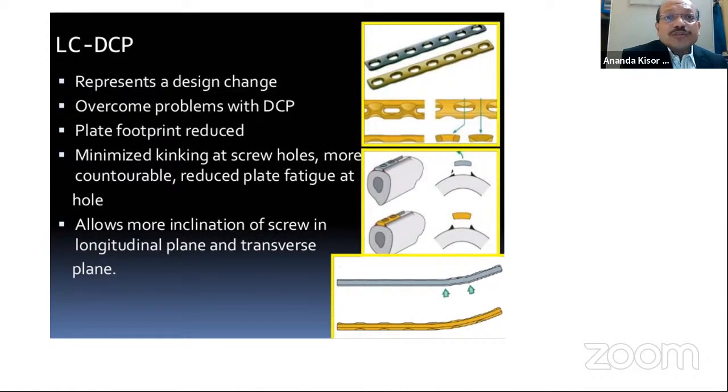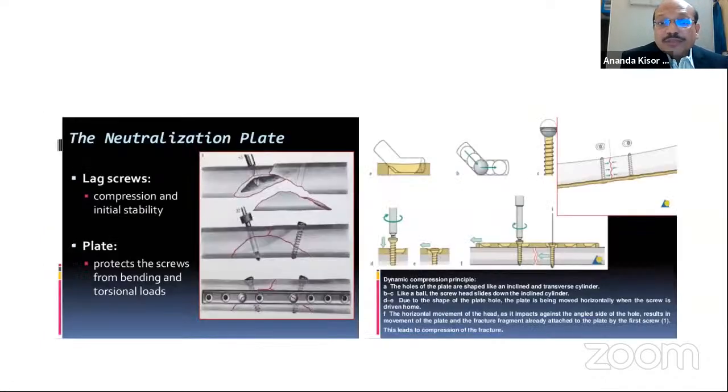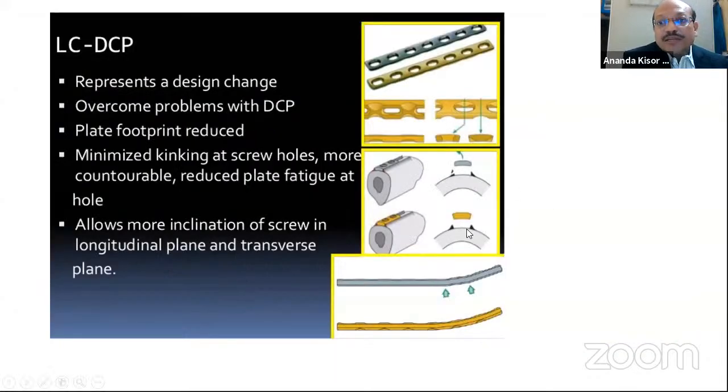It works on the problems with the DCP, and its plate footprint is reduced, with minimized kinking at the screw holes. You can see the footprints. So what is the basic disadvantage of the DCP? Basically, how does the DCP act? The DCP acts by the full contact of the plate with the bone. So basically it is a friction between the plate and the bone. This is the main problem. This full contact will lead to damage of the periosteal blood supply. So ultimately that will lead to plate-induced osteopenia of the bone underneath. That is why, even after the removal of the plate, there is a possibility of refracture.